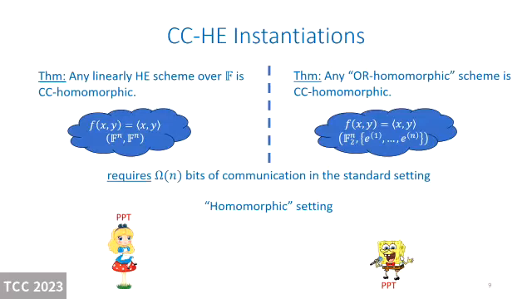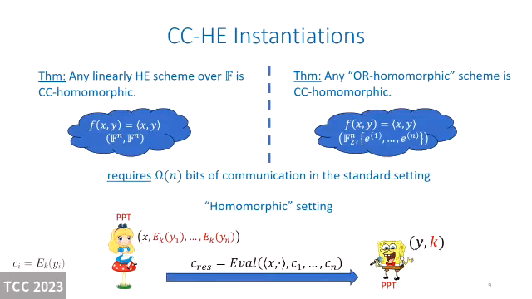However, consider the following protocol in the homomorphic setting, where Alice is given bitwise encryption of Bob's input, and she homomorphically computes the inner product function, which of course she can do with the linearly HE scheme, but she can also do it with the OR homomorphic scheme over this specific input distribution. And now Bob can decrypt it, and since Alice sent only a single ciphertext, the communication of this protocol is less than the lower bound of the standard setting, and therefore the scheme is CC homomorphic.